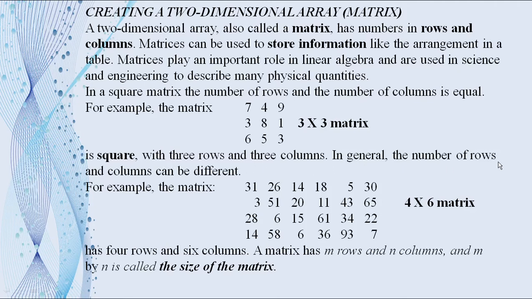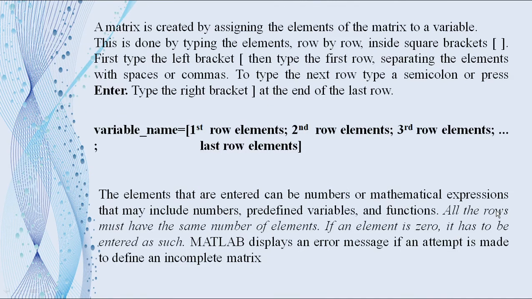In general, the number of rows and columns may be different. Whenever it is different, it is named a rectangular matrix. It is not mentioned here, but you should know that it is a rectangular matrix. So 4 cross 6, why do we say it is 4 cross 6? It means we have 4 rows and 6 columns, that's why it is a 4 cross 6 matrix. A matrix has m rows and n columns, and m by n is called the size of the matrix. So in this m by n, m is 4 rows and n is 6, so 4 by 6 is the size of the matrix.